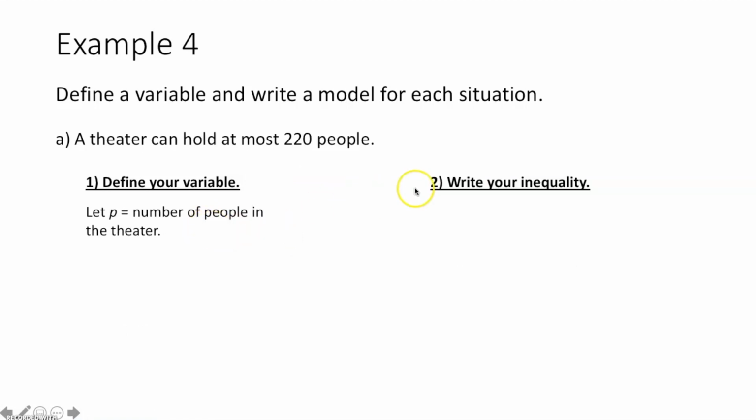Now we need to write our inequality. So what do we know? We know the theater can hold at most 220 people. That means the most it can hold is 220 people. It can hold 220 people or less than 220 people. So we say P has to be less than or equal to 220, because we can hold less than 220 and we can hold 220, but we can't hold any more. So P has to be less than or equal to 220.